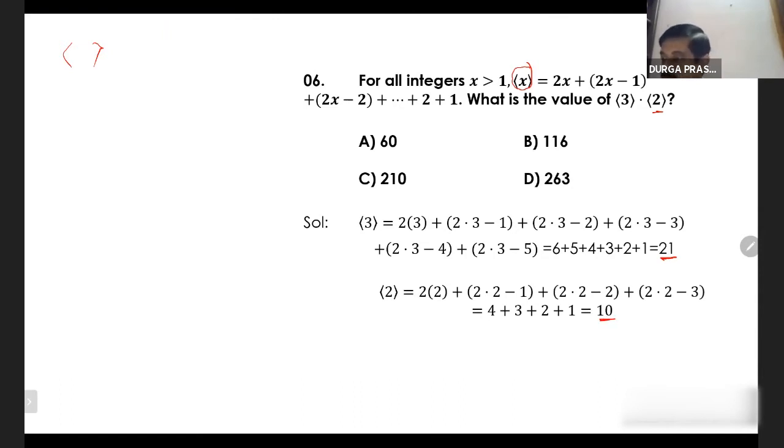So now we should multiply these two. It is 21 into 10. So that is 210. So option C you have. Please note it fast, quick.